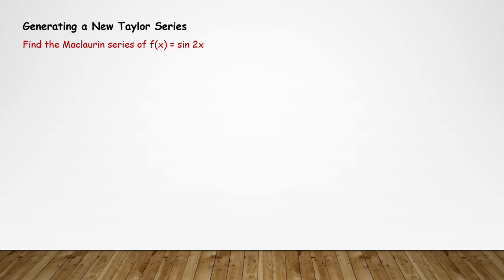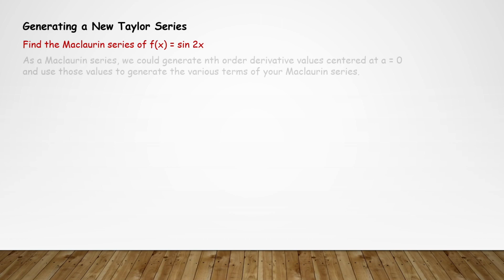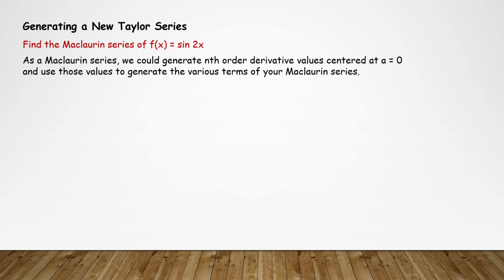This lesson's focus is to generate new Taylor series representations based off prior Taylor series representations we've already learned. For instance, we're going to create the Maclaurin series of f of x equals sine of 2x. Now remember, a Maclaurin series is a Taylor series whose center is 0. And we could go through the whole process of doing a Taylor series, or in this case a Maclaurin series, by generating nth order derivatives and generate those values of terms.